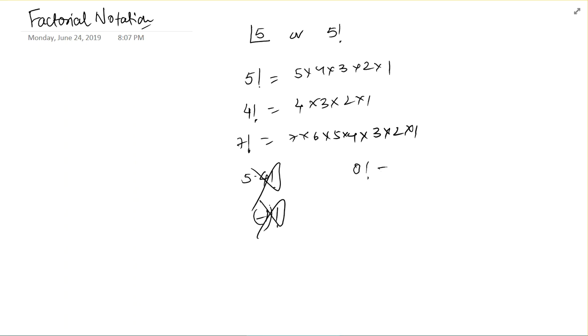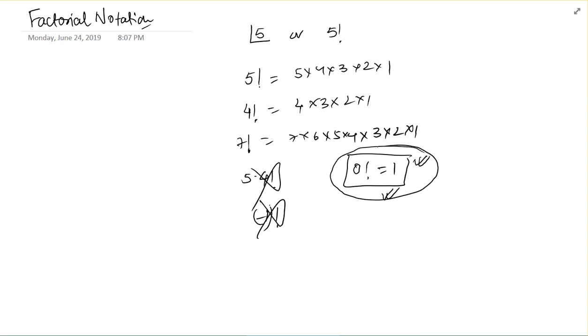But yes, 0 factorial is equal to 1, that you have to learn separately, and I will describe in the due course of this chapter how 0 factorial is equal to 1. 0 factorial is equal to 1, you have to keep in mind, it is not equal to 0.